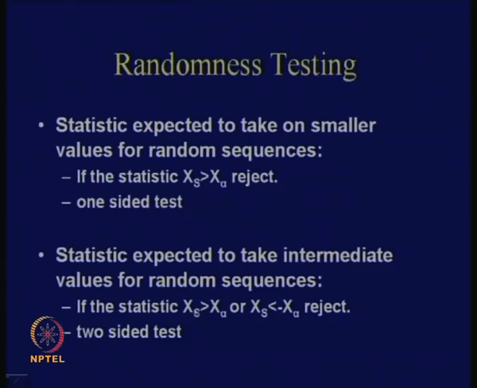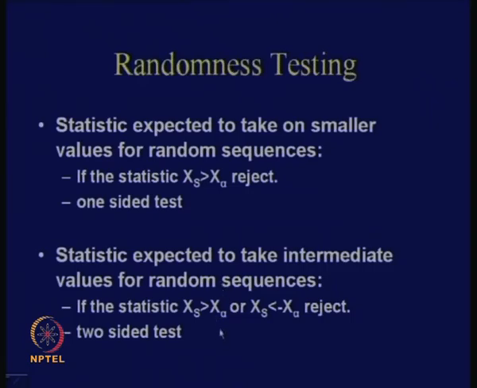But there can be some examples where the statistic is expected to take intermediate values, that is neither very high nor very low. In that case, I will check whether xs is greater than x alpha or whether xs is less than minus x alpha. In both cases I reject. So these are called two-sided tests.